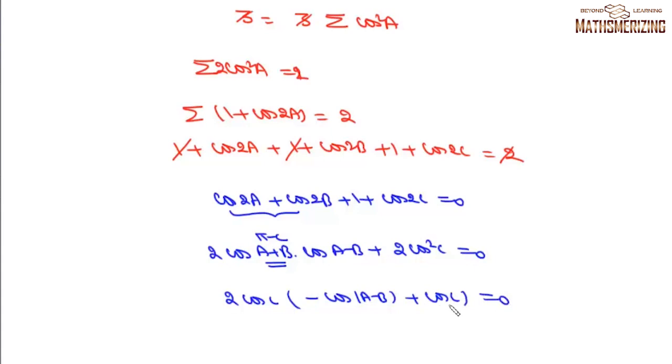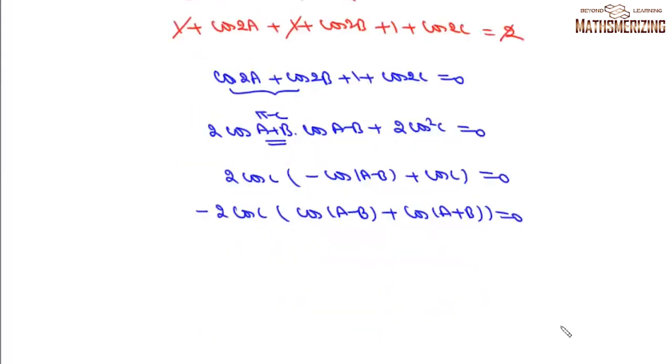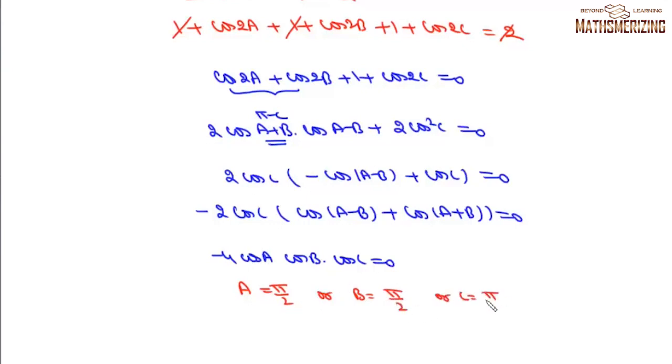Now we can again write this cos C as cos of pi minus A plus B. So it will be minus 2 cos C and then cos A minus B plus cos A plus B will be 0. So from here we get this result as minus 4 cos A into cos B into cos C is 0. That means either A is pi by 2 or B is pi by 2 or C is pi by 2, which completes our proof that it is a right angle triangle.